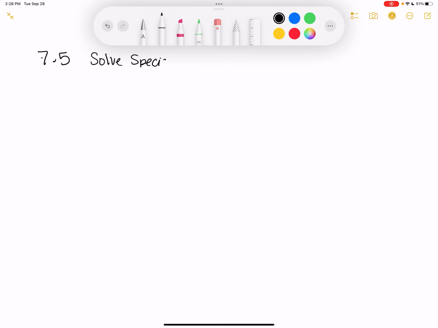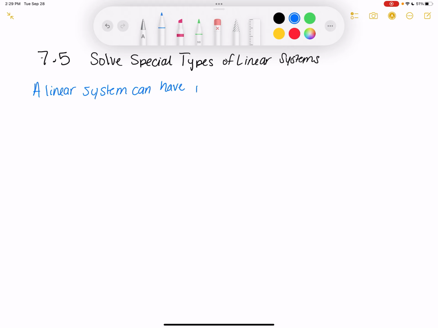Solve special types of linear systems. A linear system can have no solution or infinitely many solutions.